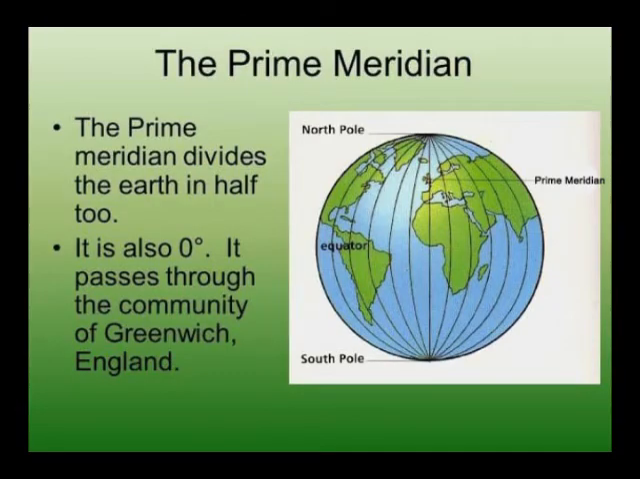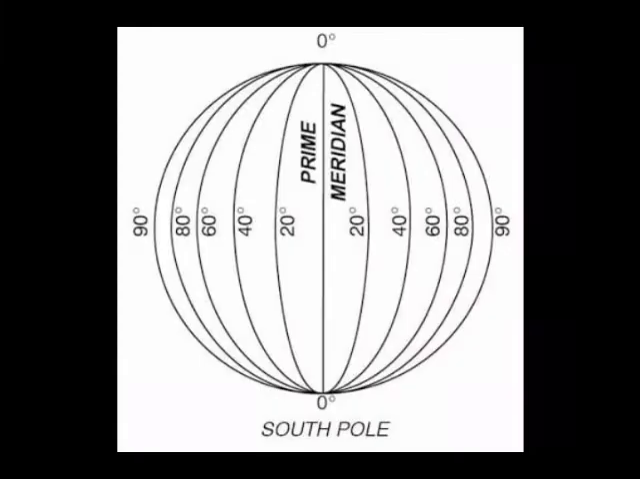In the next picture, we can locate the North Pole and the South Pole of the earth and also the prime meridian. Now, prime meridian is a line of longitude which is at 0 degree. It divides the earth into two hemispheres, that is eastern and western hemisphere.